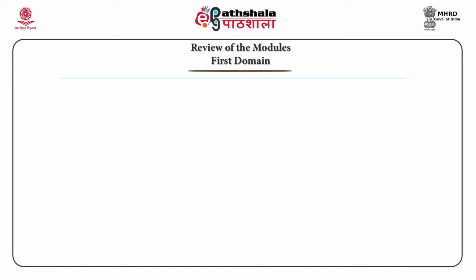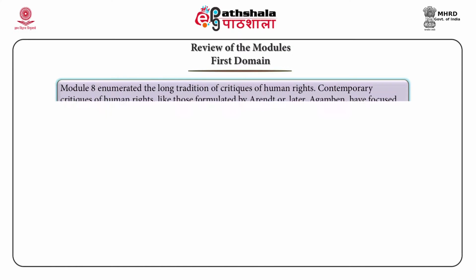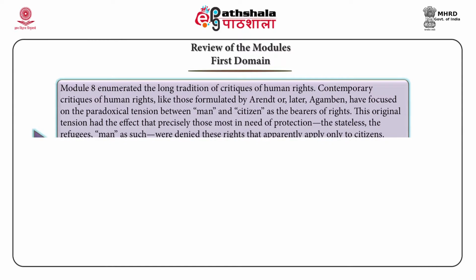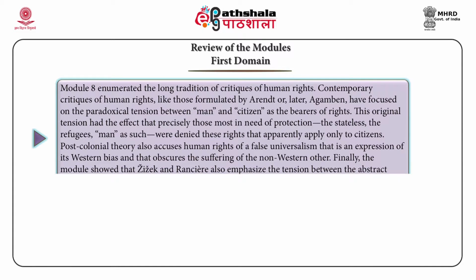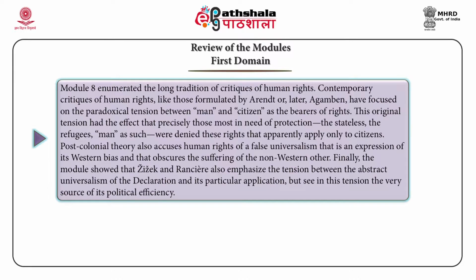In Module 8, we turned to another sort of theoretical aspect, a theory of human rights. In other words, the discussion was on the long tradition of the critiques of human rights, which is not something that we normally hear about in the philosophy of law. Contemporary critiques of human rights, like those informed by Hannah Arendt or later Giorgio Agamben, have focused on the paradoxical tension between man and the citizen as the bearers of rights.